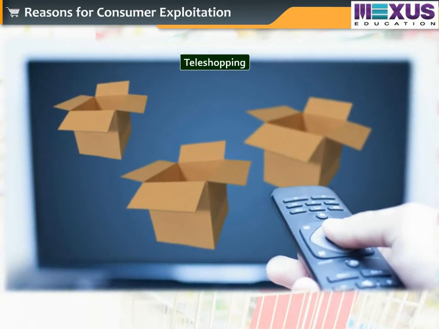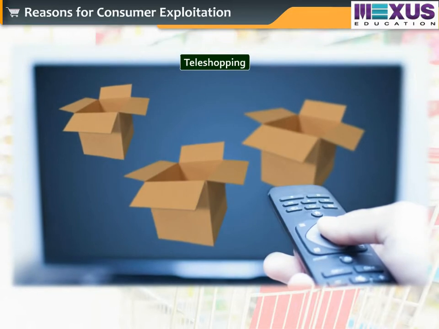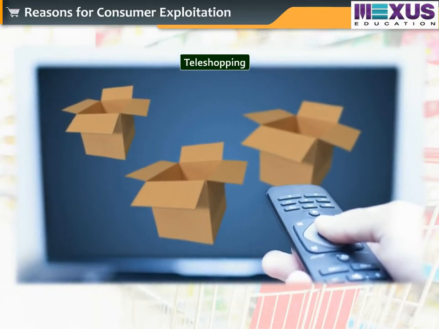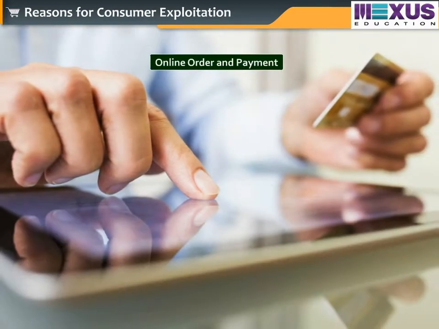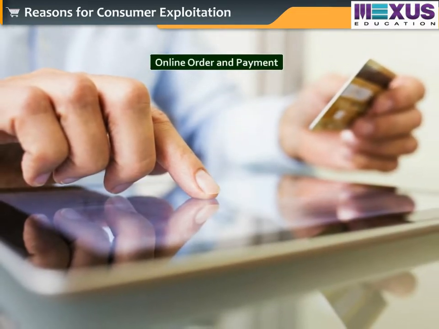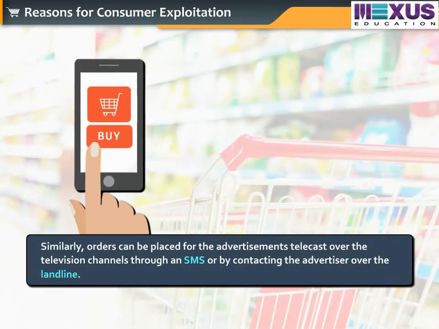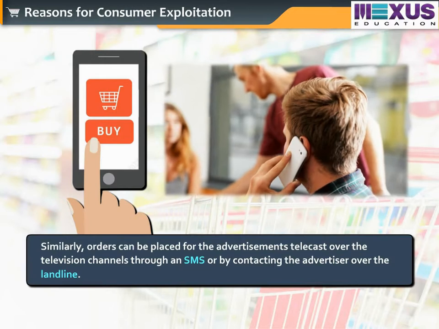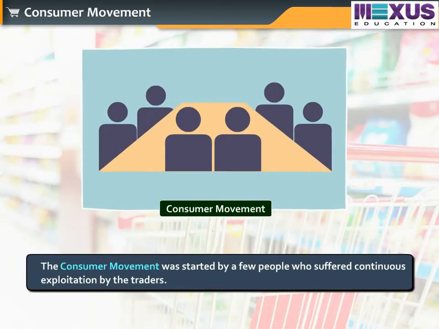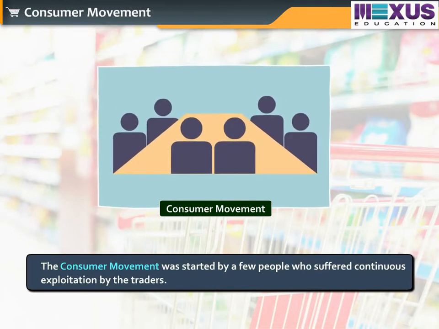Tele-shopping is one example of how the development of information technology allows the consumers to buy goods directly from home and even pay for it. The consumers can place the orders online and even pay for it. Similarly, orders can be placed for the advertisements telecast over the television channels through an SMS or by contacting the advertiser over the landline. The consumer movement was started by a few people who suffered continuous exploitation by the traders.